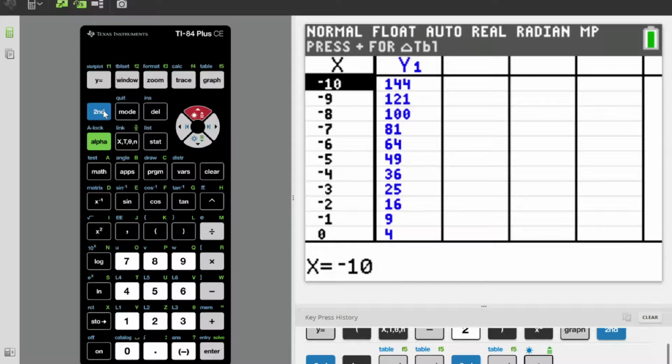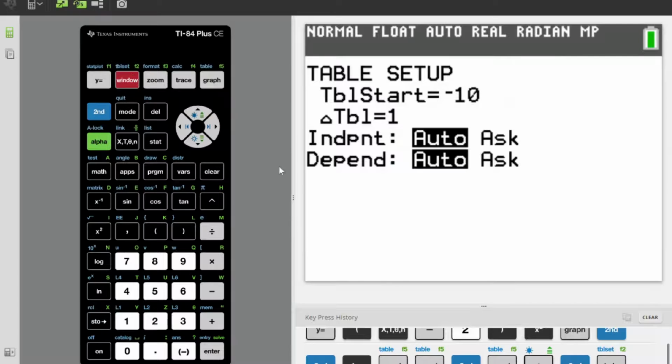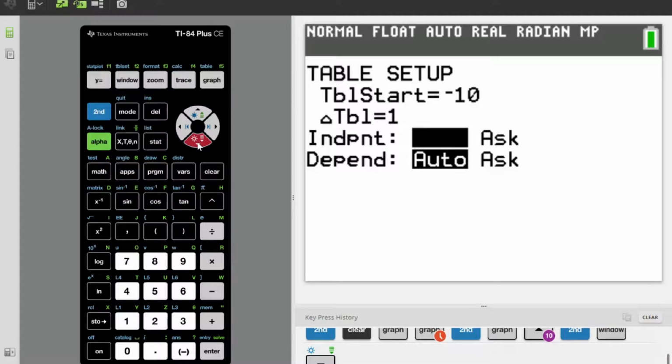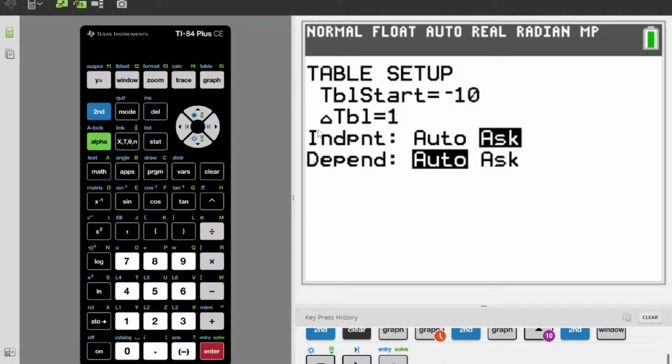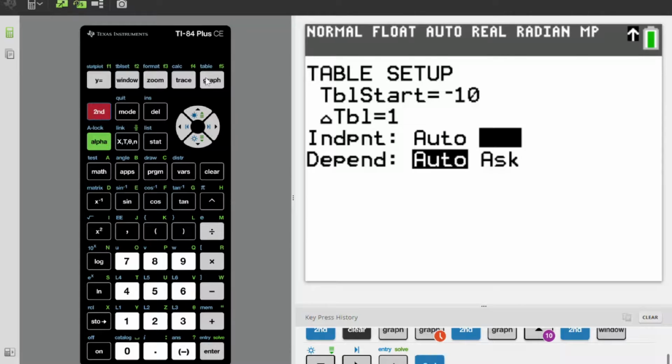And so I'm going to start by going second table set, which gives me this screen. I want to be able to type in the independent variable, and that way I can figure out what the y value is. So I'm going to scroll down here, and I'm going to move from auto to ask, and I'm going to hit enter. So now my tables will look like this.